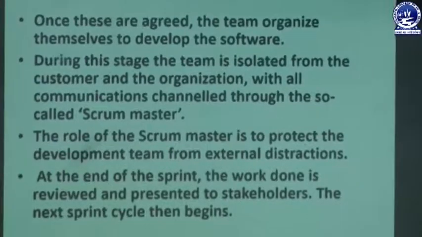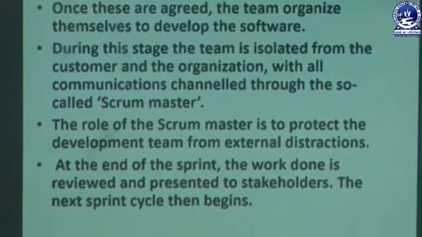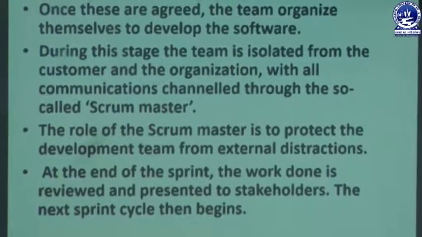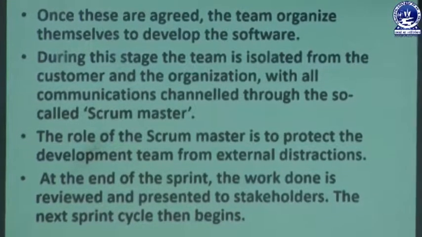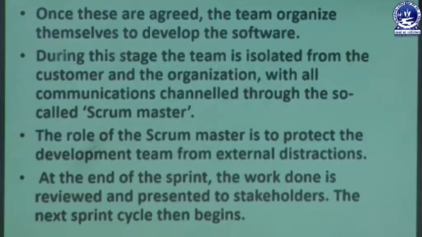And the next point says at the end of the sprint, the work is done, and that will be reviewed and presented to the stakeholders. We already know who the stakeholders are: the person who is directly or indirectly involved with the project development. So at the end of the sprint, the work is done. Now the work should be reviewed, and once it is reviewed, it will be presented to the stakeholder. Once the version we got after one sprint cycle is accepted, we will go for the next sprint cycle, and then the next sprint cycle begins.